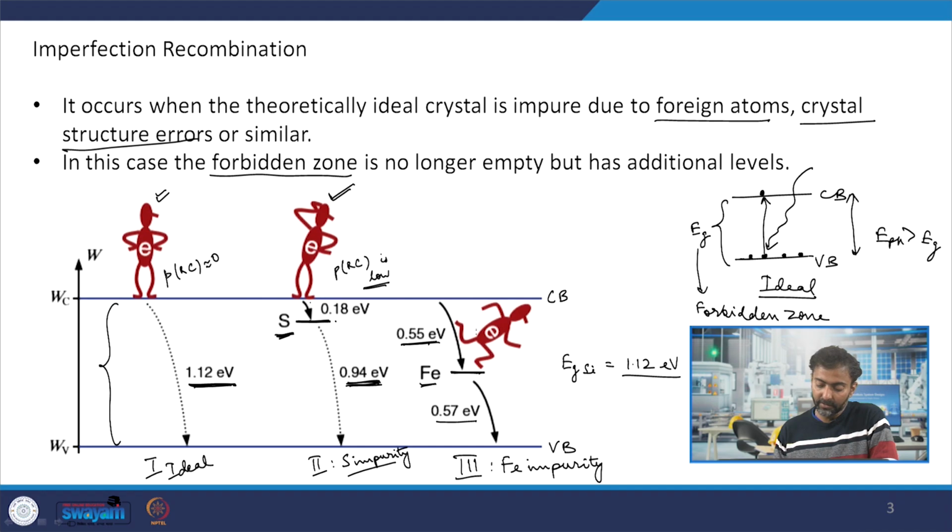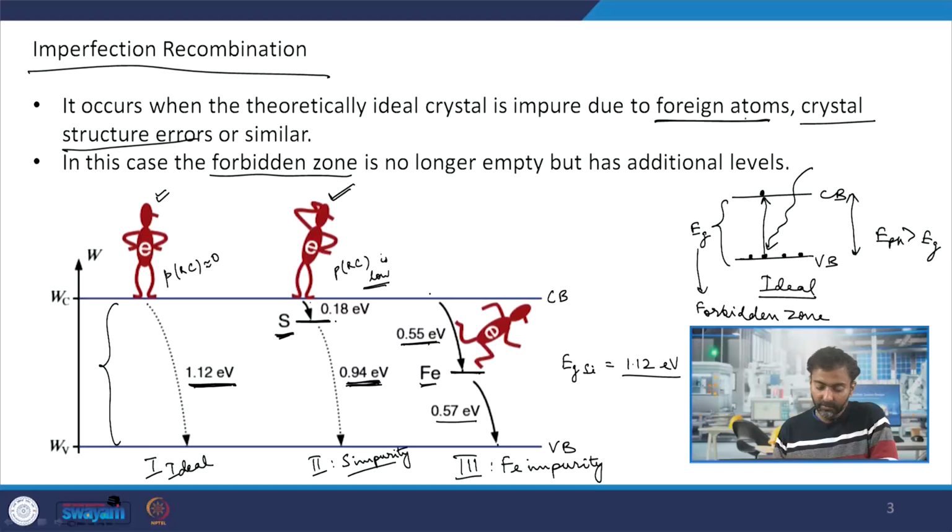So it can make first the transition from the conduction band down to the iron impurity energy band, and from there again it can make another transition of a similar amount, 0.57 electron volt, and come back to the valence band. So this type of phenomena is what we call the imperfection recombination. You have some particular impurity in the crystal, and that is providing an escape path to the electron. It can just fall back to the valence band through that particular impurity energy level. So it can be due to a foreign atom, as we just now saw, due to presence of, let's say, an iron atom in the silicon crystal.